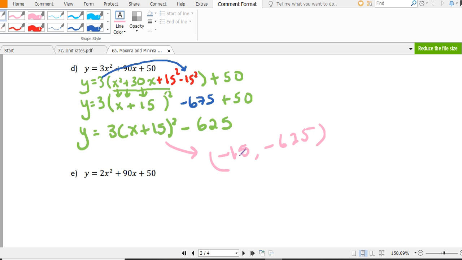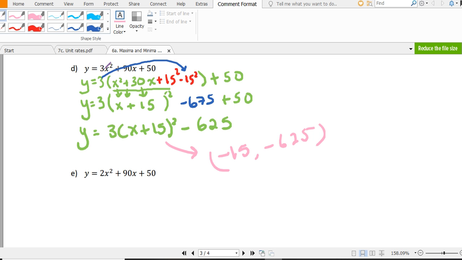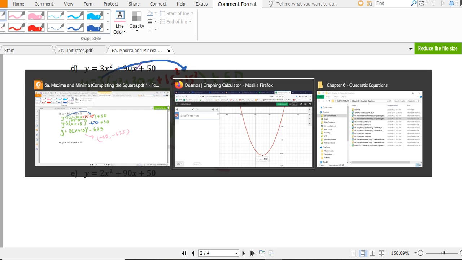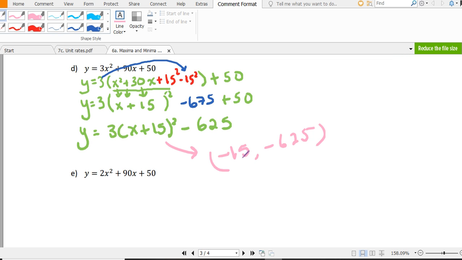Now, don't get so caught up on whether the numbers are too big or too small. The easiest way to check if this makes sense is to Desmos it. So I'm going to open up Desmos and type in the exact equation. 3x squared plus 90x plus 50. Let's look at the vertex. Negative 15, negative 625. There we go. Okay. So hopefully that makes sense.